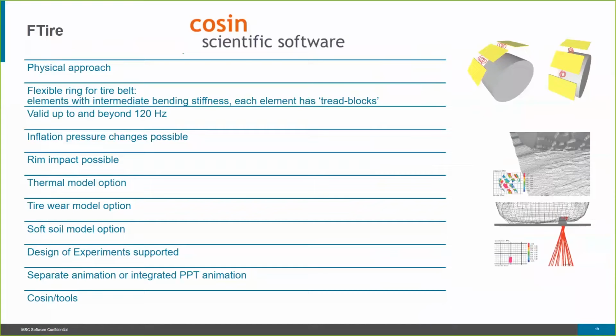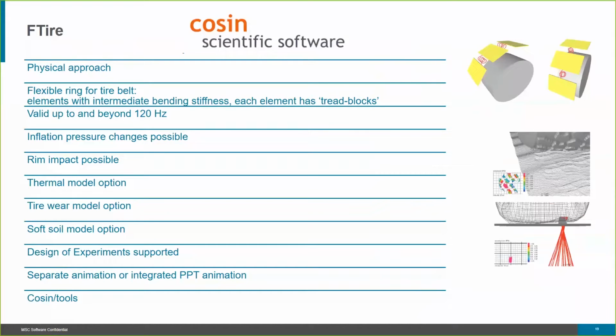Inflation pressures are able to be changed in the FTire model as well. Rim impact is possible, like the wheel bottoming in the PAC2002, and is also available. But some of the other things that are available that are not in the PAC2002 are the thermal model option and the tire wear model option as well. And then it also, like I mentioned, has the soft soil model option in there. And like the PAC2002, it supports design of experiments as well.